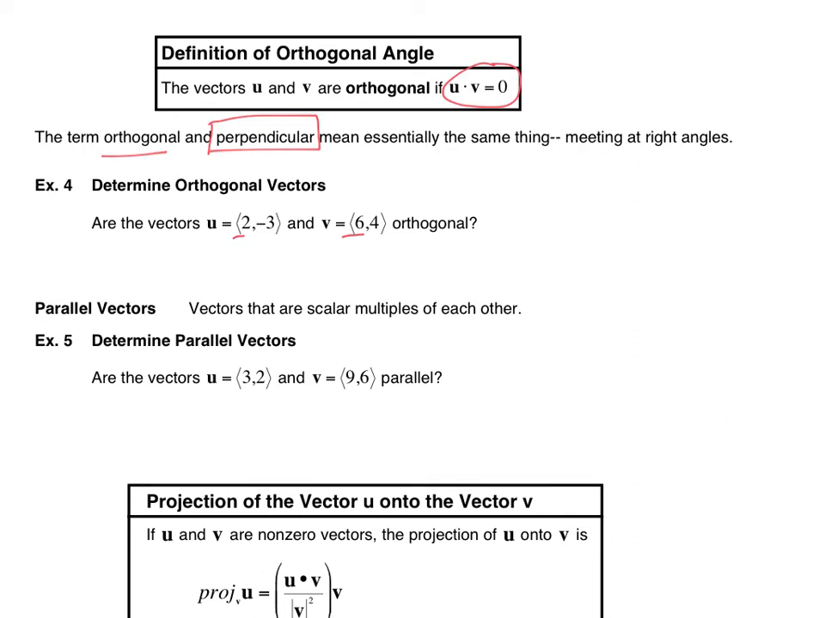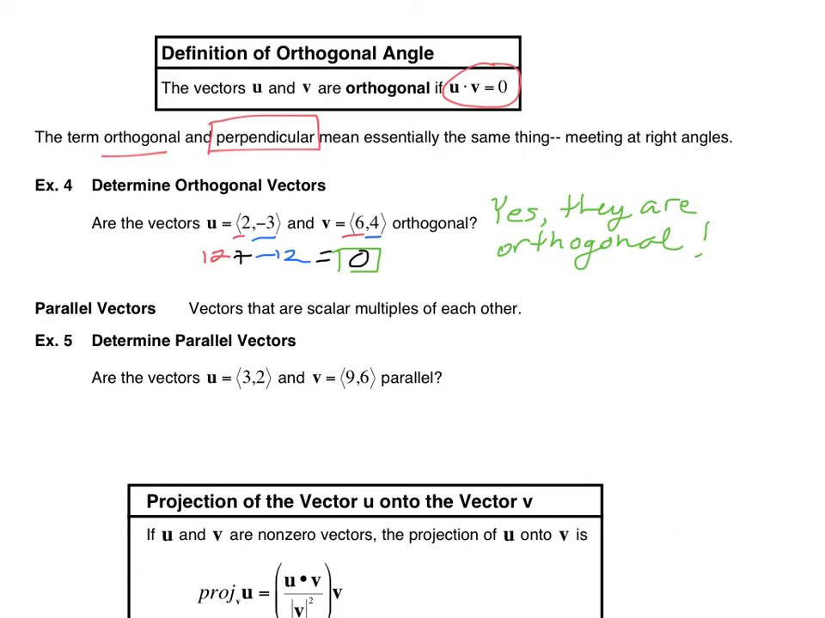So 2 times 6 is 12, plus negative 3 times 4 is negative 12. What's 12 plus negative 12? 0. So what does that tell you about the vectors? Yes, they are orthogonal. Why? Because their dot product is 0. What does that mean? The two vectors are perpendicular to each other.